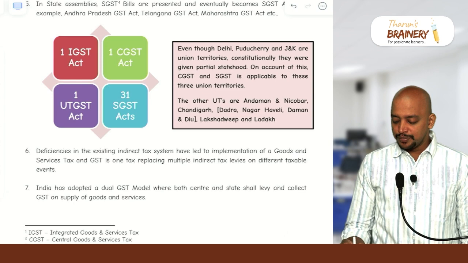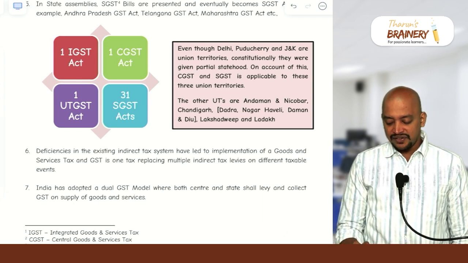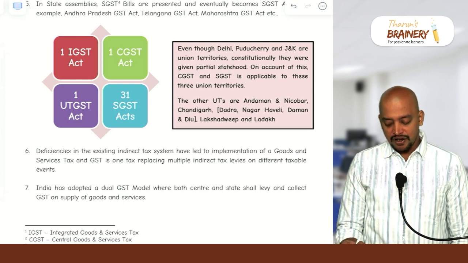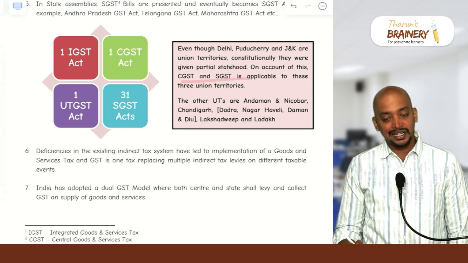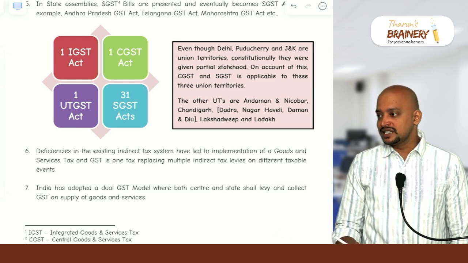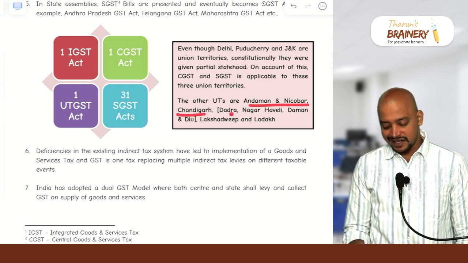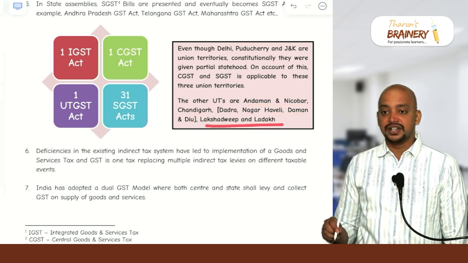Even though Delhi, Puducherry and Jammu and Kashmir are Union Territories, constitutionally they were given partial statehood. Therefore, CGST and SGST are applicable there. But for the other Union Territories, it will be UTGST. And what are the other Union Territories? Andaman and Nicobar, Chandigarh, Dadra and Nagar Haveli, Daman and Diu, Lakshadweep and Ladakh.